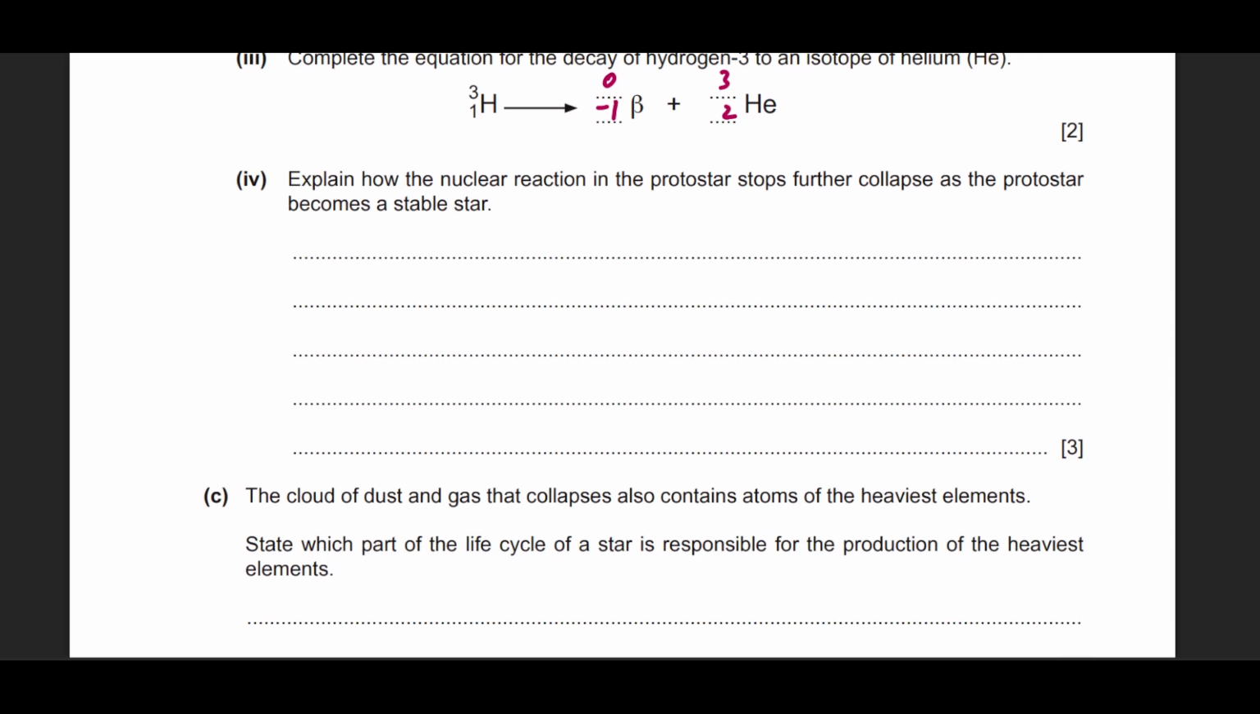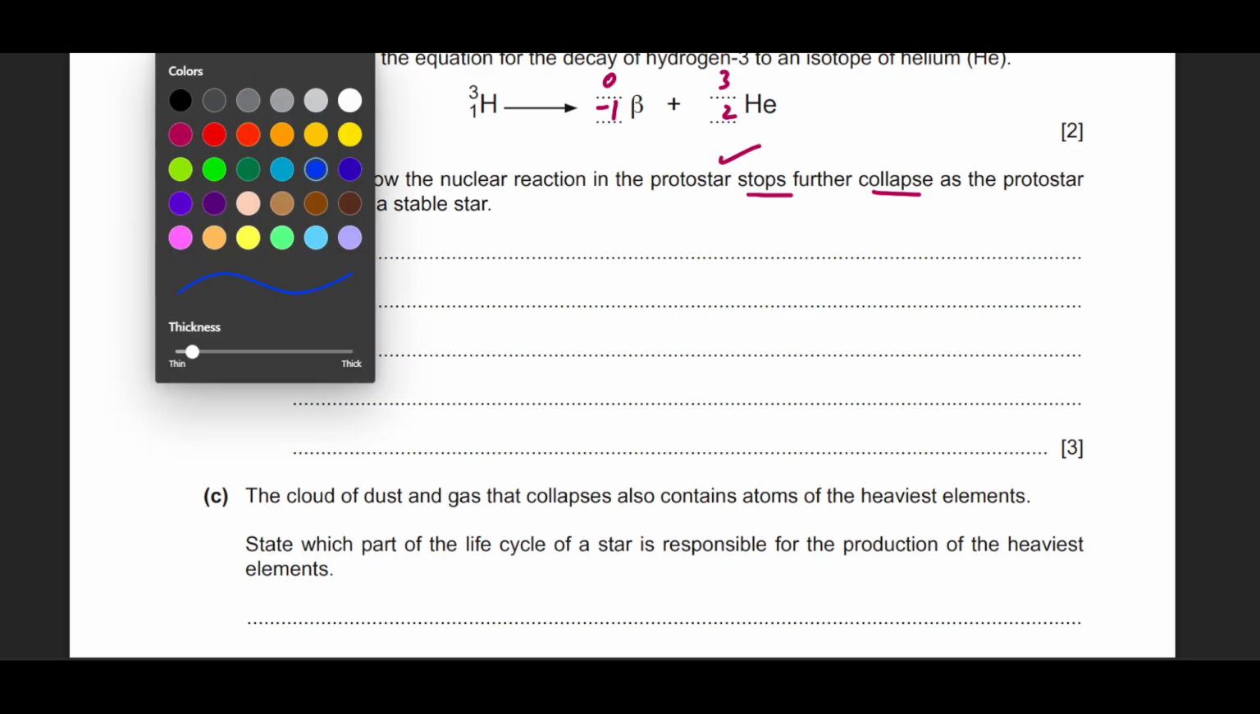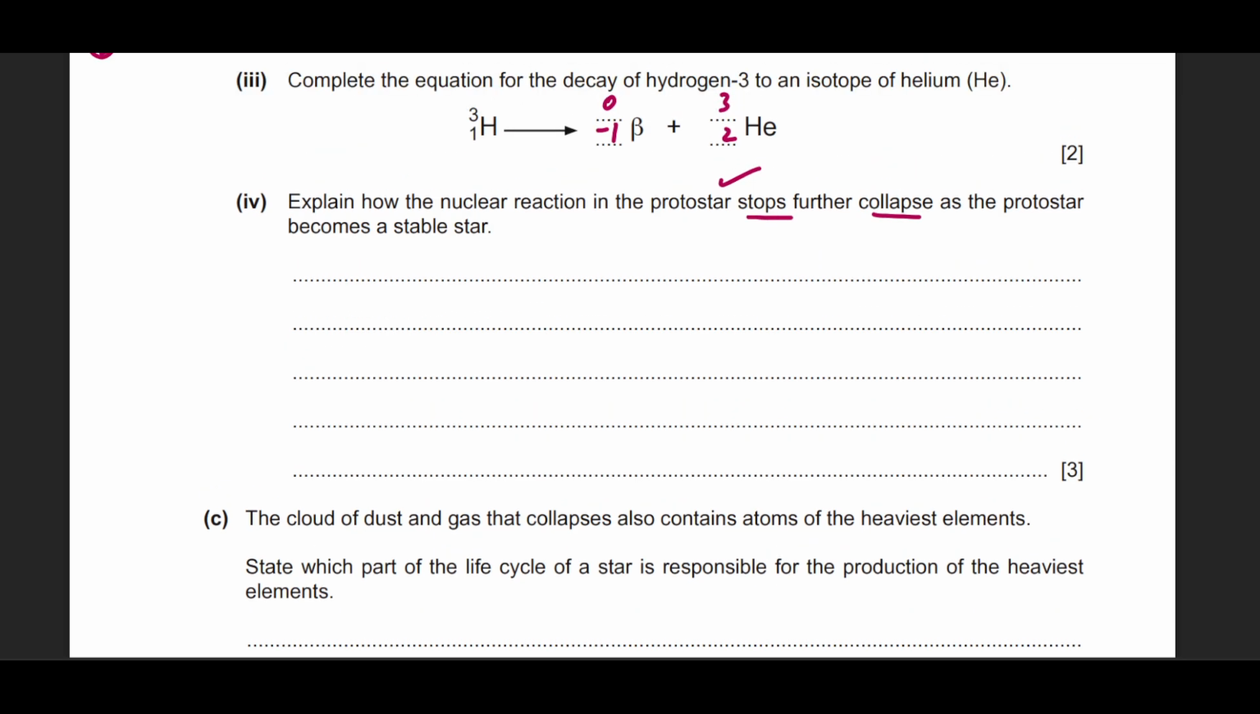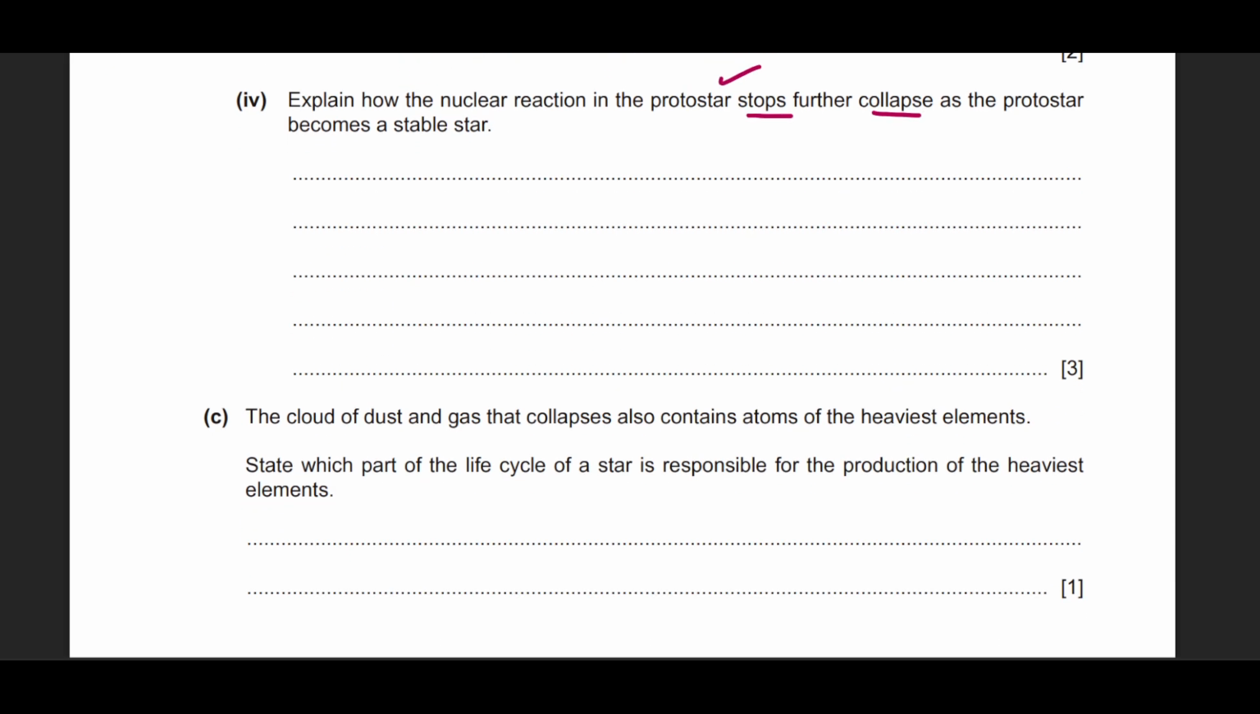Now this is the question. It says explain the nuclear reaction in the protostar that stops further collapse as the protostar becomes a stable star. So this is actually the birth of a star. We have a memorized answer. We have a fixed answer. There's nothing new. So this nuclear reaction, that is this one that is being done at this point, the nuclear reaction produces very high temperature. So a nuclear reaction produces a lot of heat, or you can say produces a lot of internal energy.